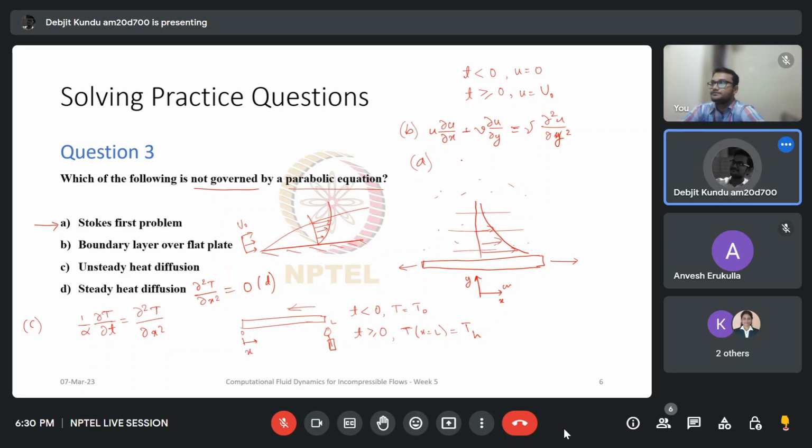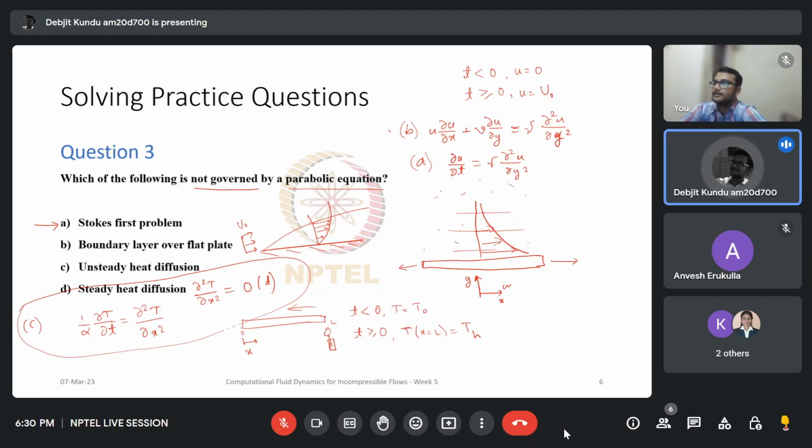So if we start from Navier-Stokes equations, it can be simplified down to dou u dou t. And yes, this is unsteady flow. So this temporal term dou u dou t survives over here. And on the right hand side, we have a similar dou square u by dou y square sort of thing. So these are the four equations.